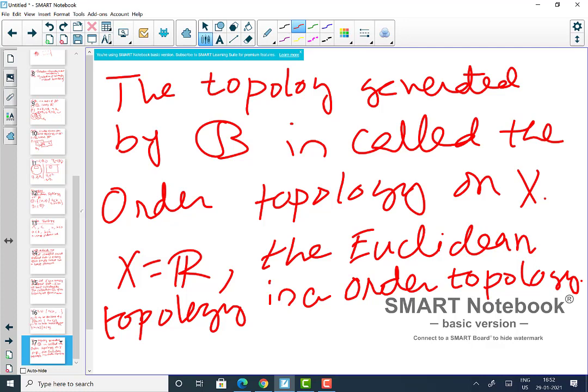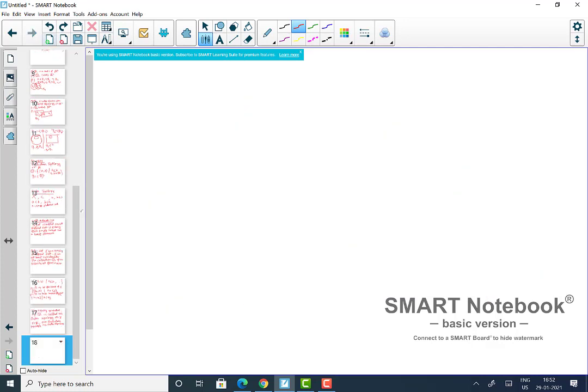Now the question is, can we define some different topology on R? The answer is yes. Now let me define some more topologies and check whether there are relations between these topologies, like whether one is finer than the other or not. Okay, so let me define another basis.